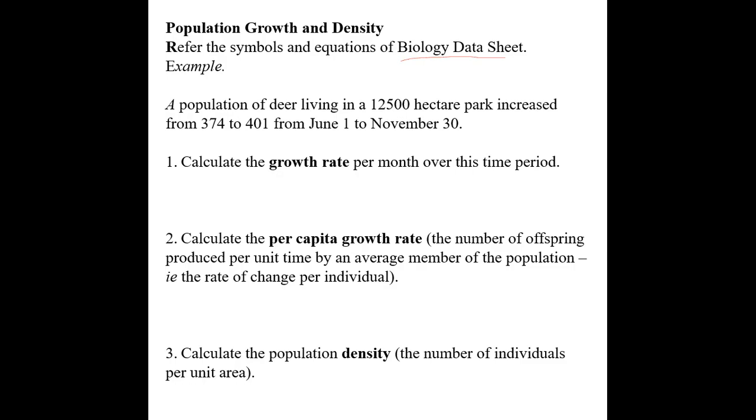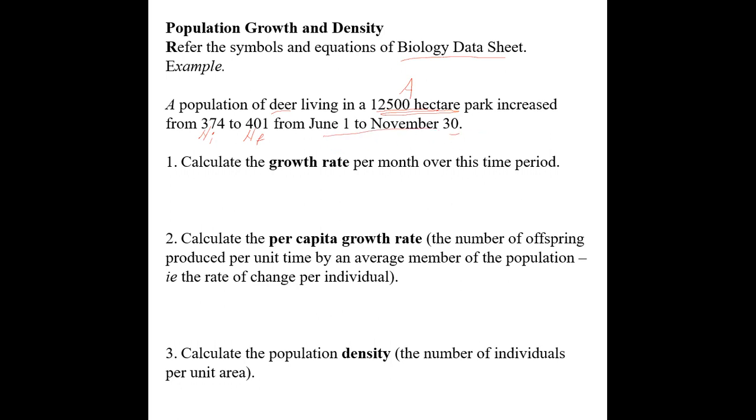Taking a look at this example here. We have a population of deer living in, and whenever you have numbers it's probably going to be important, living in this size. So this is an area that we have here, I'll write capital A for the area. And we have two different numbers. The population of deer living in this park increased from, I'm going to put this as NI for the initial, and this one as NF for the final, from June 1st to November 30th. So we're starting at the beginning of June and going till the end of November.